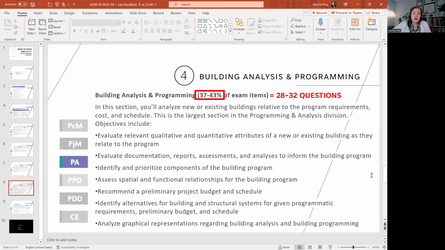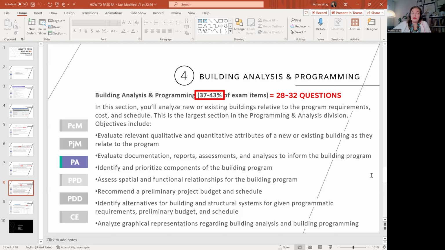So the next objective is to identify and prioritize components of the building program. Again, you got all the documents, you know what's going on with the site and the building, and then you get the program from the client, ideally, right? The client gives it to us, but sometimes architects have to come up with the program. And you need to see and prioritize the components, like what is feasible, what is not. And you need to communicate that back to the owner, because sometimes owners want everything, right?